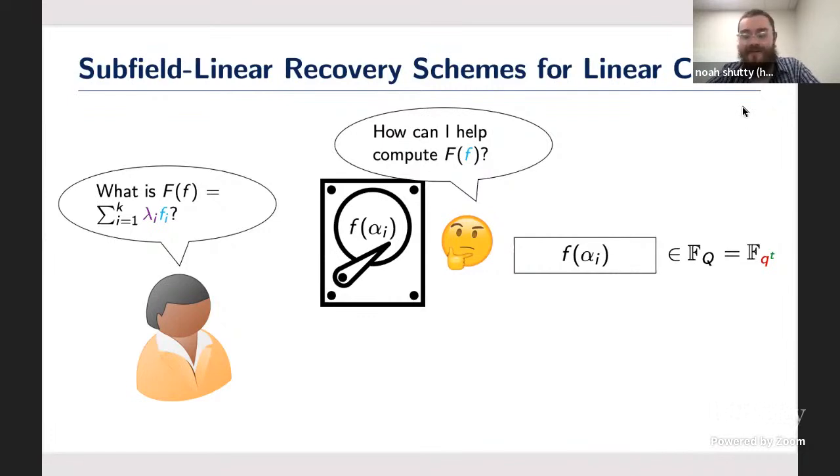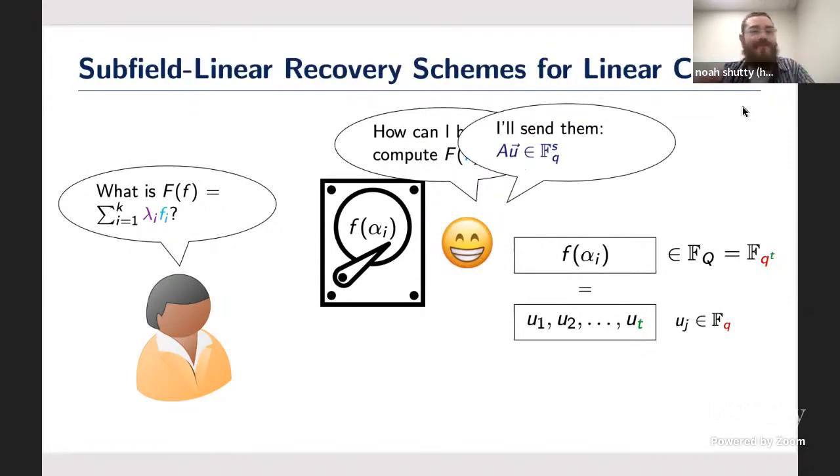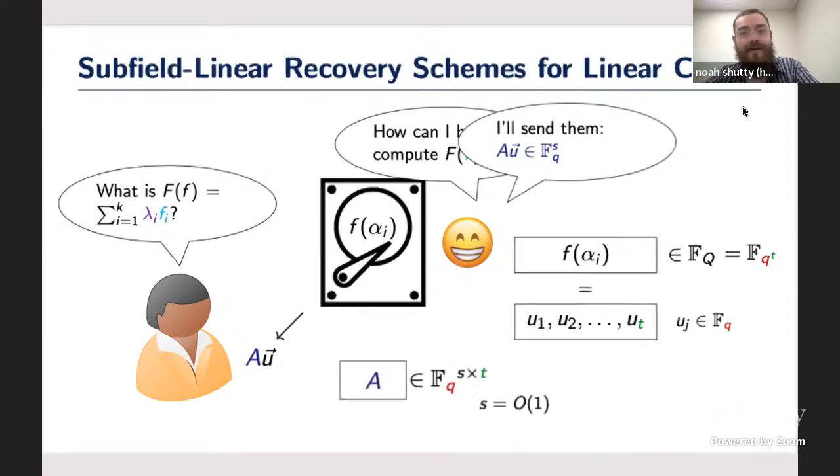Like we just saw on the previous slide, you can view this as this t-dimensional vector with elements in F little q. And what this node will send us is just some matrix times this vector. And that'll be an s-dimensional vector instead of a t-dimensional vector. So we get that back and we do something with it. This matrix A that we multiply with is s by t. And if we can keep s smaller than t, then we've saved on bandwidth versus just downloading the entire symbol. And that's the idea of a linear scheme.